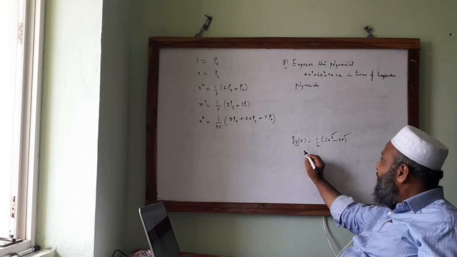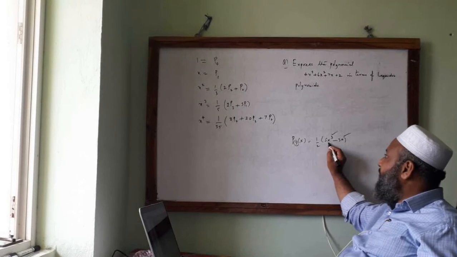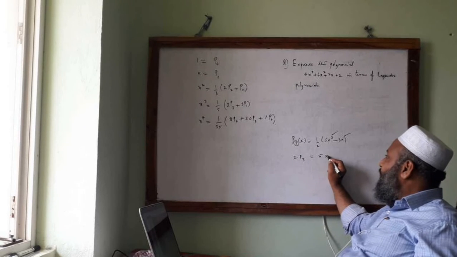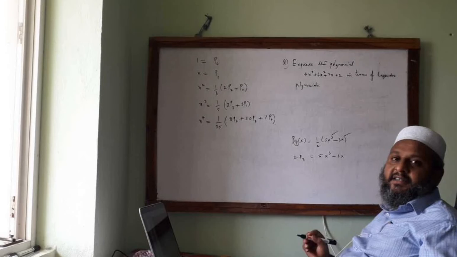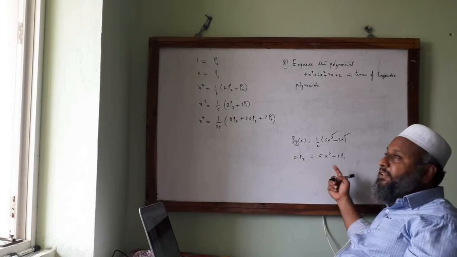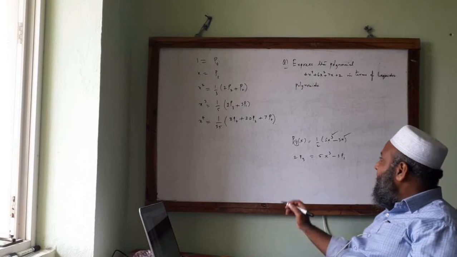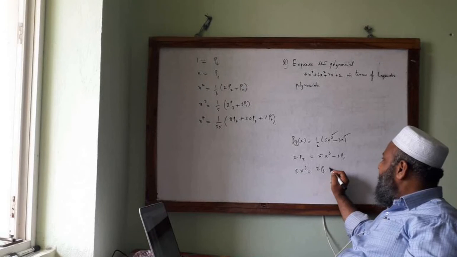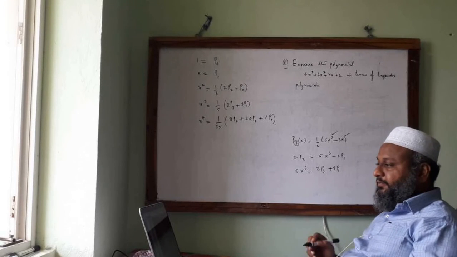Back to the point, from this we need x cube now, so I'll take this one. So 2P3 is equal to 5x cube minus 3x, but instead of x we can write P1 from there. So if this 3P1 goes to that side, it will become 5x cube is equal to 2P3 plus 3P1.